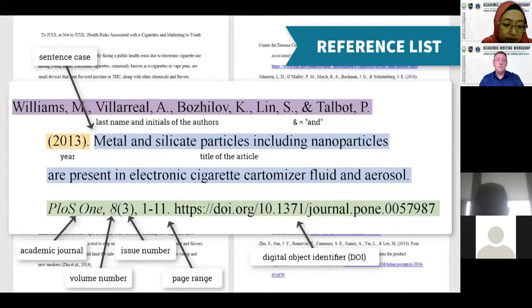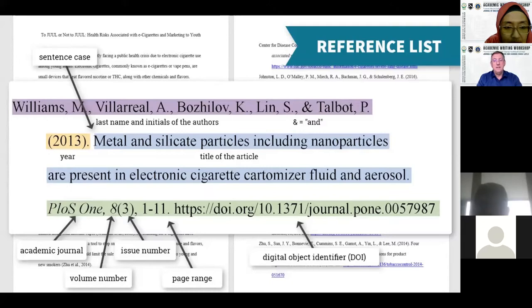The year is in parentheses, followed by a period. The title is in sentence case. Sentence case means the first letter is capitalized and every proper noun is capitalized. And the journal name and the volume number are italicized. Those are the only two things that are italicized in this whole reference. The academic journal name and the volume number. Everything else is not italicized.